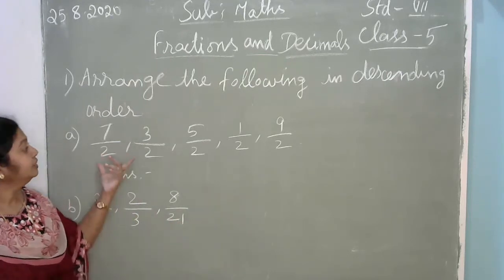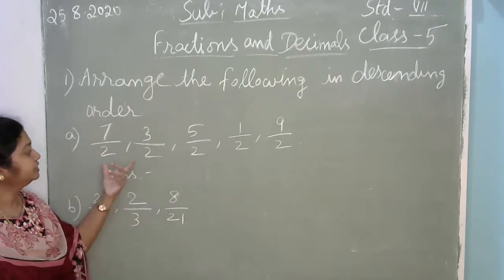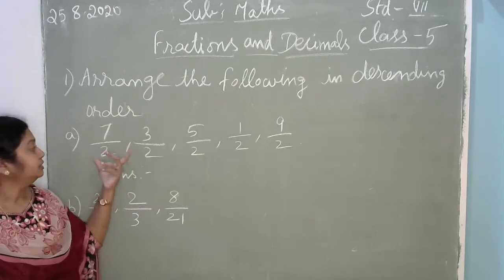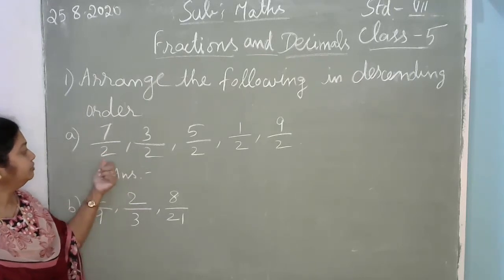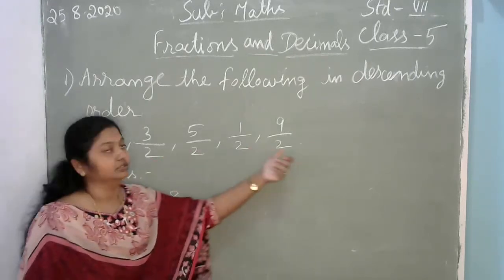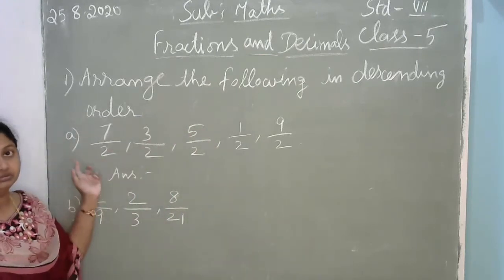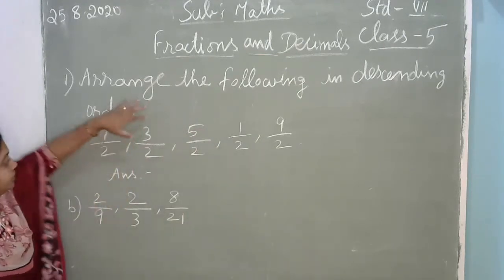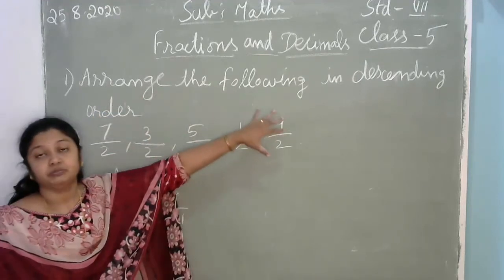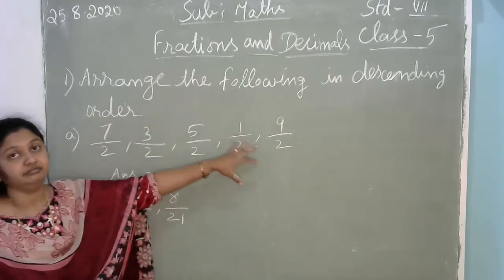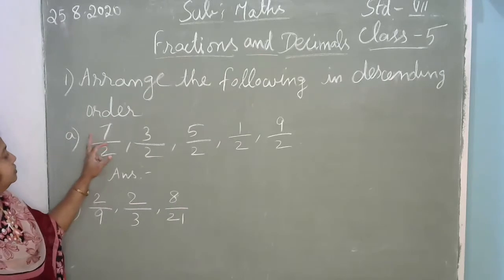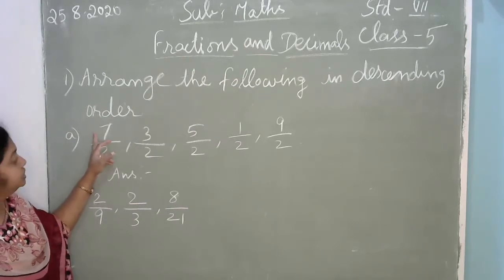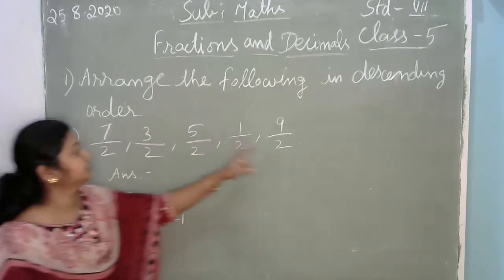In these fraction numbers also, first you have to check the denominator. Every denominator you have to check. The denominator numbers are the same, no? Every number is 2 only. So directly according to the numerator, you can arrange the fractions from big to small. See the numerator, which one is the big one? 9 is the big number.